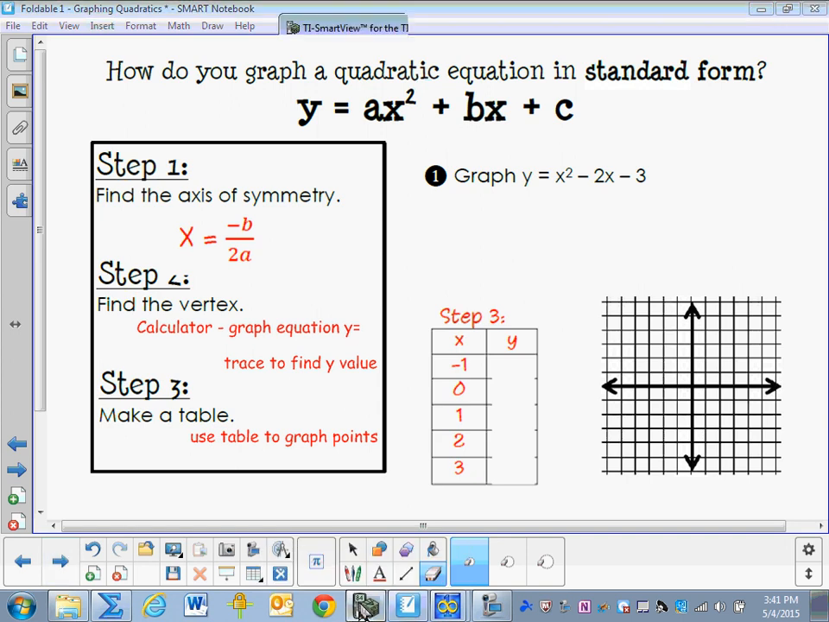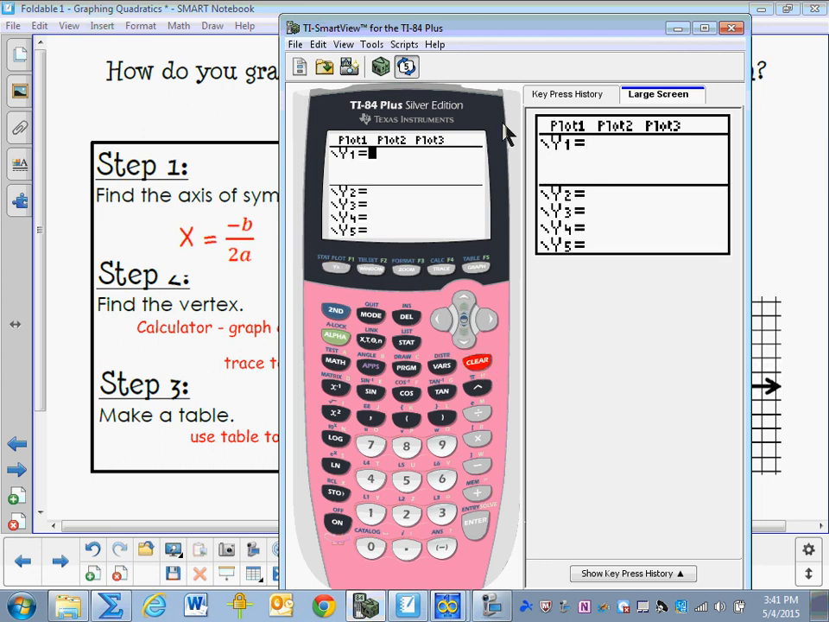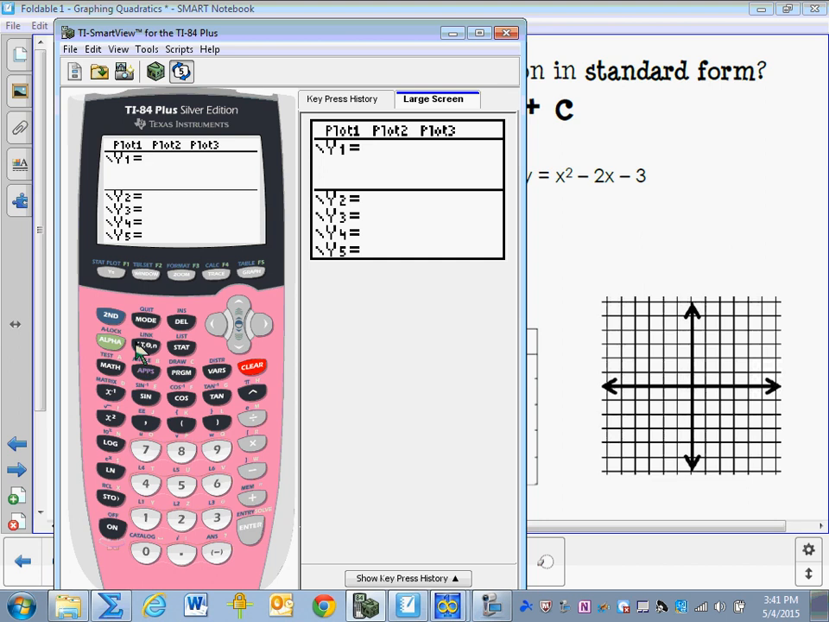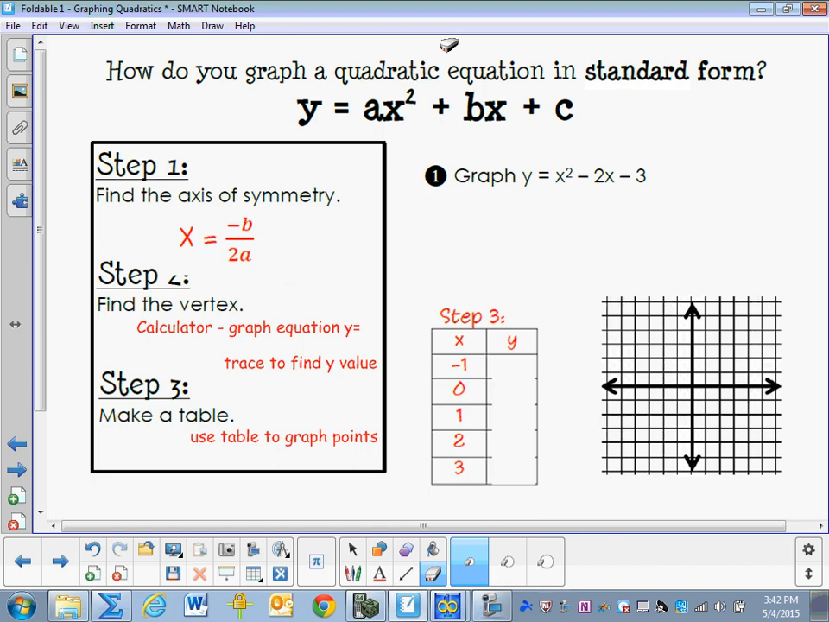So let's do one together. So first thing we want to do, I'm going to go ahead and put in x squared minus 2x minus 3. So there's my graph. I need to find the vertex here. So I need to know what the x value is. I can eyeball it, but let's be sure what the x value is, what the line of symmetry is.